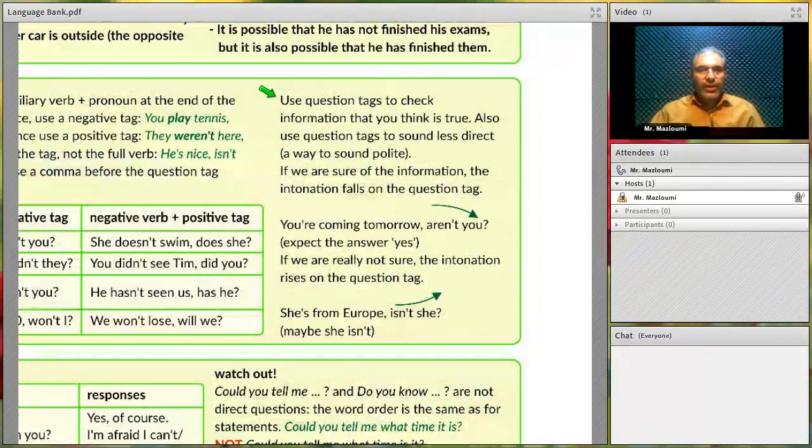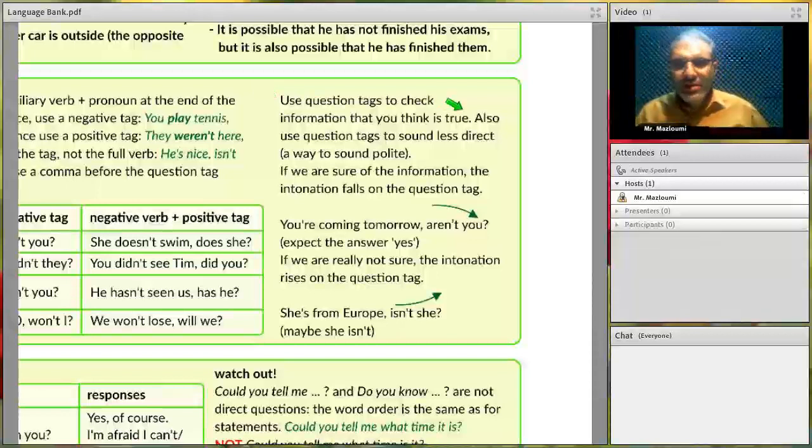And use question tags to check information that you think is true. So remember, everyone, we use question tags to check information. Also, use question tags to sound less direct, a way to sound polite. So everyone, question tags are formal and they help us sound more polite.